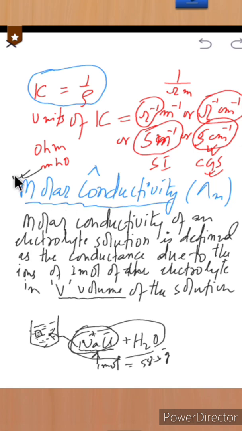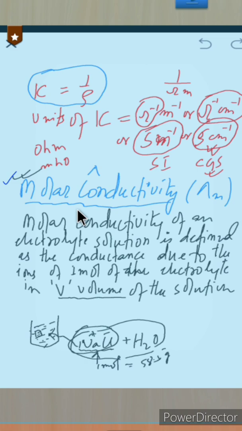Okay, the next important topic for this electrolytic conduction is molar conductivity. Molar conductivity is the conductance of an electrolyte solution due to the ions of 1 mole of the electrolyte in V volume of the solution. The volume of the solution can be any volume. It can be 1 liter, half a liter, or 10 liters also, but the amount of the electrolyte present in the solution must be 1 mole.